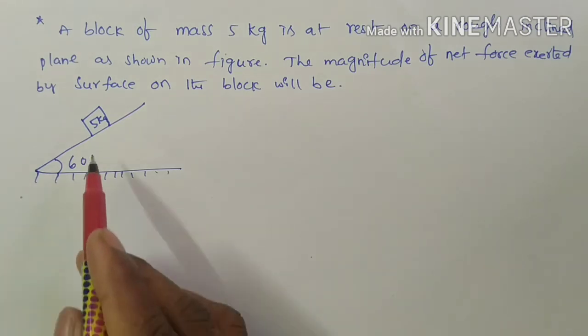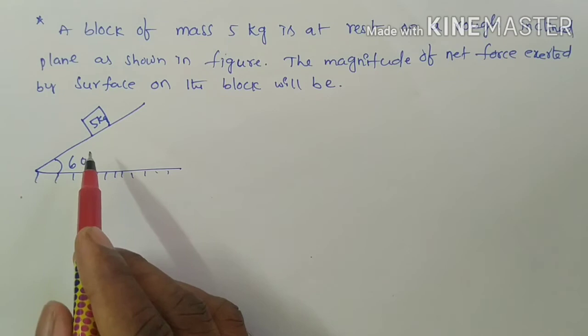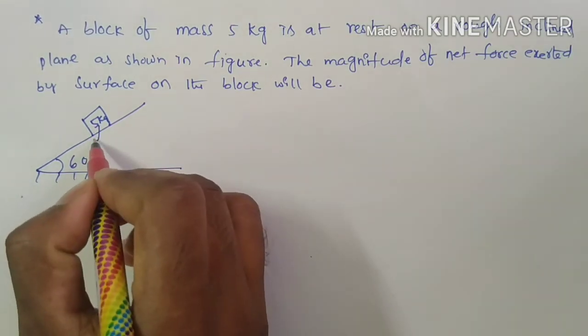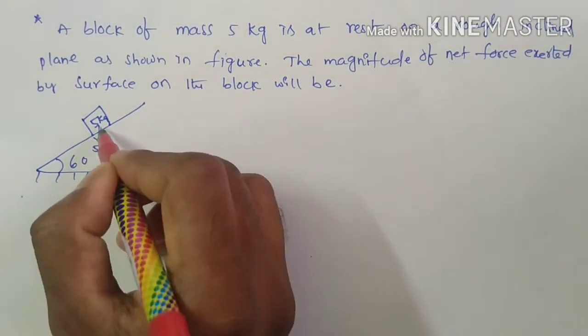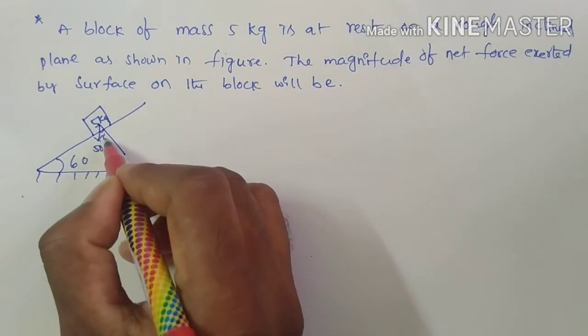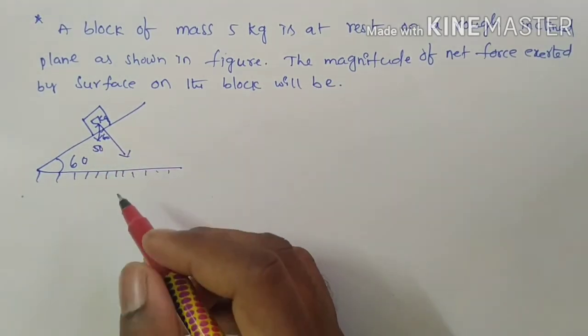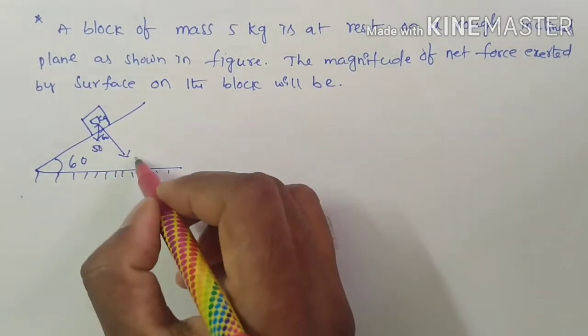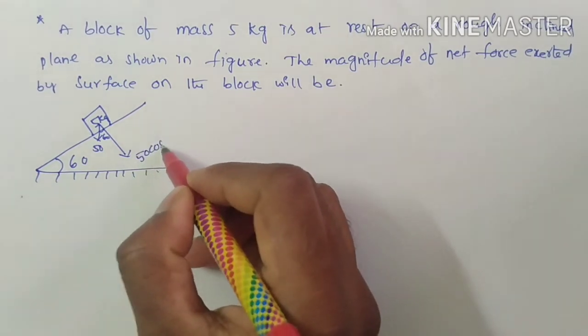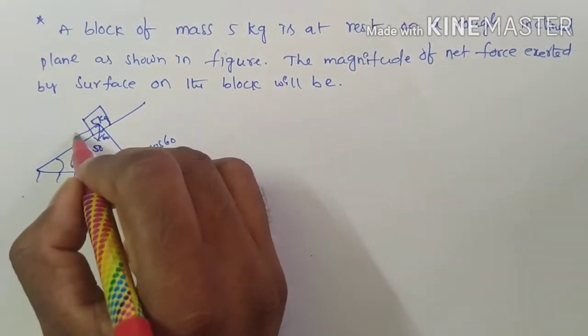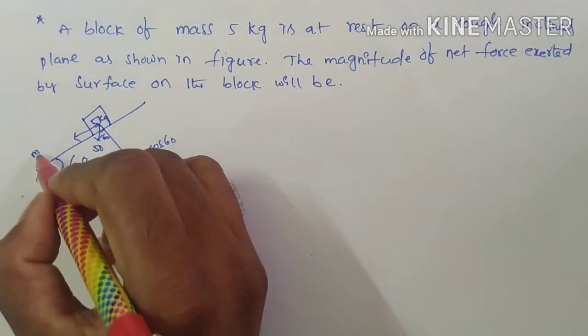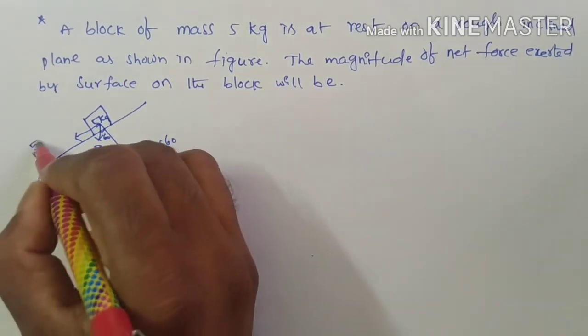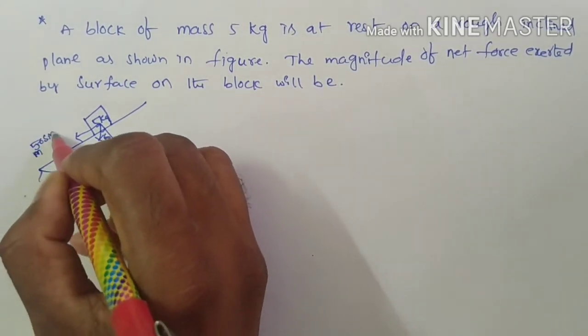So generally, by observing this diagram, the weight of the body is equal to 50 in the downward direction. This is angle 60. This can be resolved into two components. This is 50 cos 60. This is mg, that means 50 sin 60.